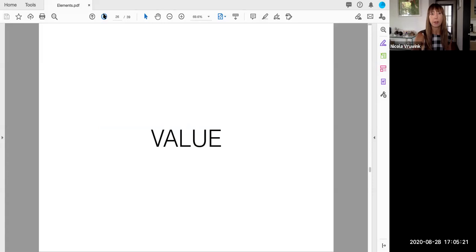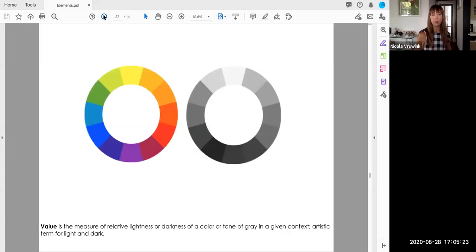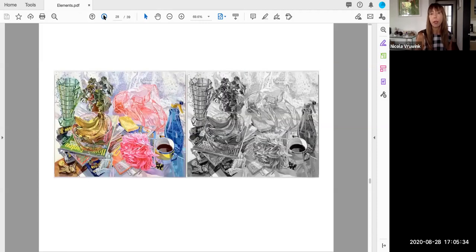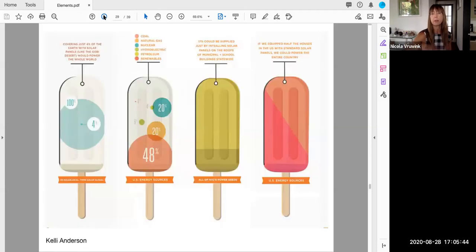That brings us to value. And when we talk about value in design, we're really talking about the relative lightness or darkness of a color or a tone. Any color has a value to it. It's really what artists use to convey a sense of depth or volume. Here you can see when we pull all the color out of this painting, we still can see the forms and the depth and the texture to it, just without the color. So value really helps us define that.